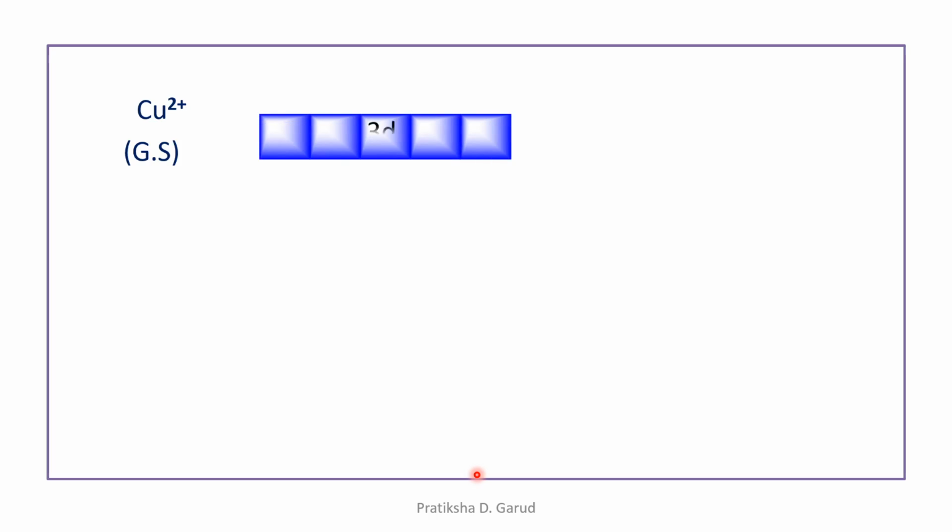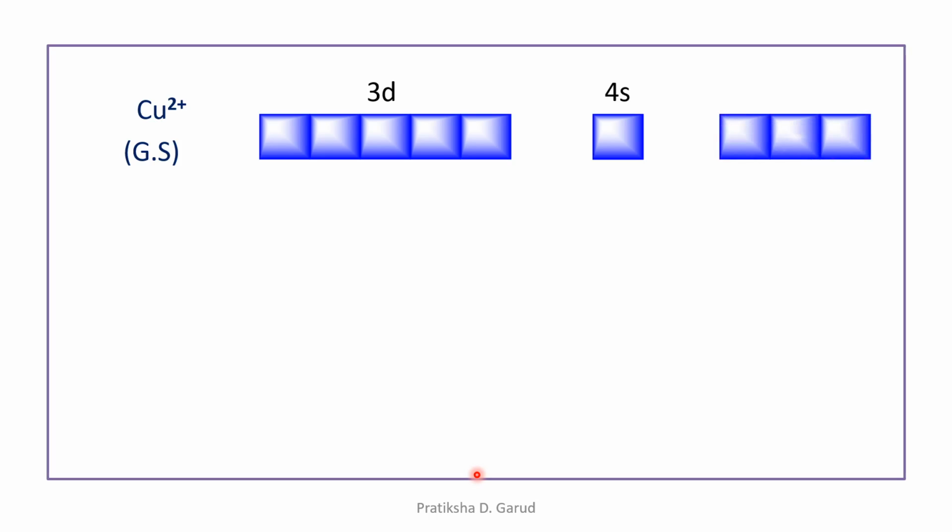So we have the 3d atomic orbital, then the 4s atomic orbital and the 4p atomic orbital. So in the 3d we have the 9 electrons. This is the first one, second one, third one, fourth one, fifth one. All of them are first unpaired. Then the sixth one will be paired, seventh will be paired, eighth will be paired and ninth will be paired. Right. So this is 3d9 4s0.